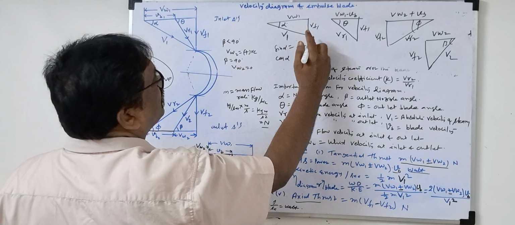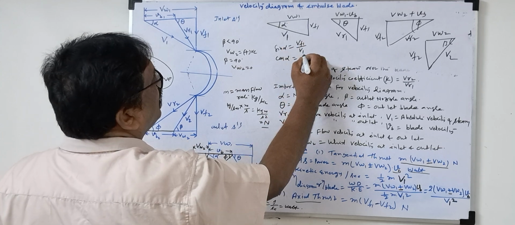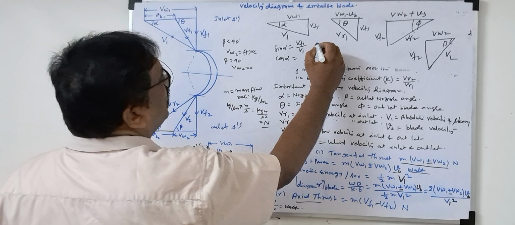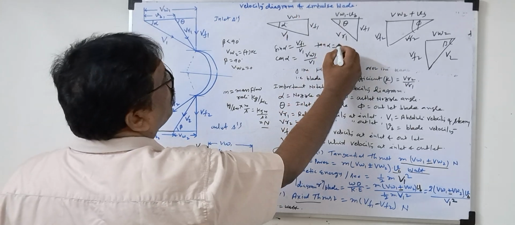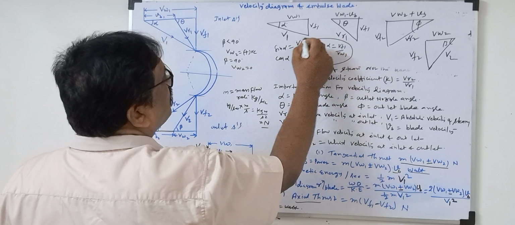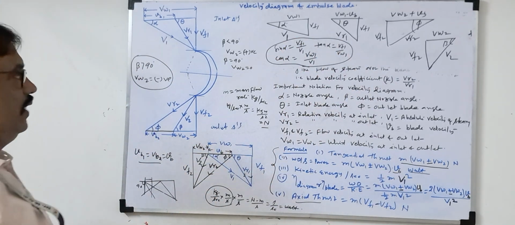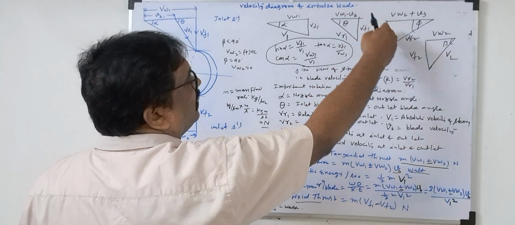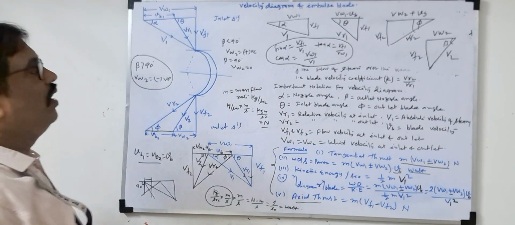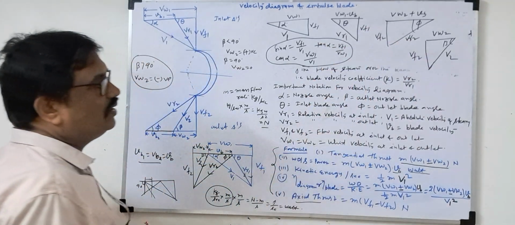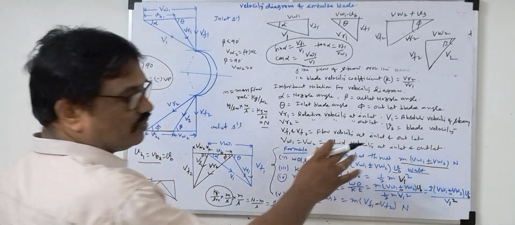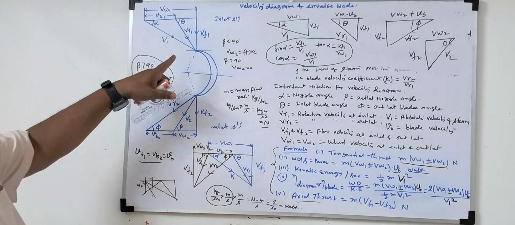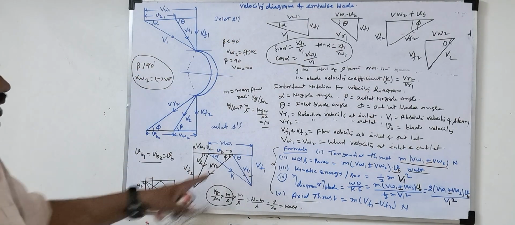Sine alpha is P by H, so VF1 by V1. Cos alpha is B by H, because this is the angle, so this is the base. Tan alpha is P by B, so VF1 by VW1. By the Pythagoras theorem, we know the sine, cos, tan. So if alpha and V1 are given, we can calculate VF1 and VW1. Similarly, we follow this method for the other triangles and find all the unknown velocities, then substitute them in these equations according to the given conditions. We will get the solutions for the steam turbine. So this is the key point for the velocity diagram of the impulse blade.